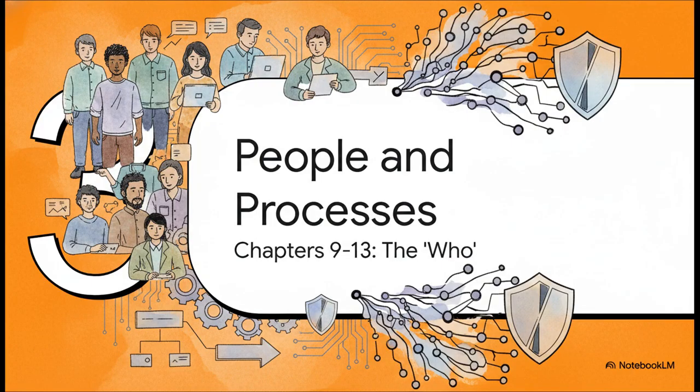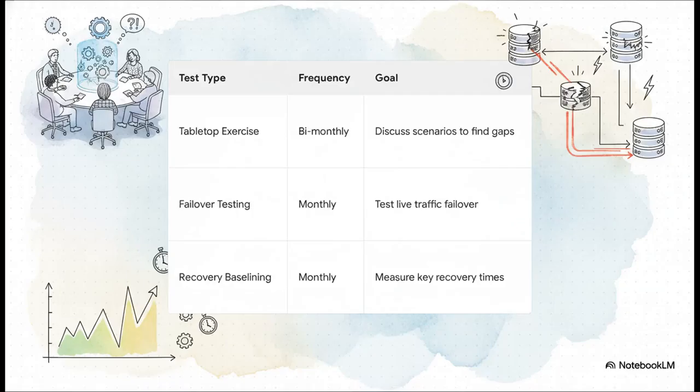Now, what's really interesting here is how we pivot. You can have a perfect technical plan, but it's totally worthless if the people who need to use it are unprepared. So this next block of chapters, 9 through 13, was all about building the human operating system for your DR strategy. Chapter 9 really drilled home a powerful truth. An untested plan is just a theory.